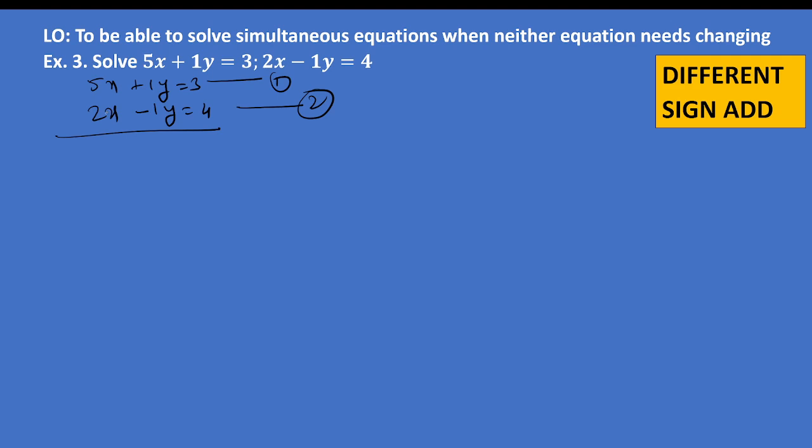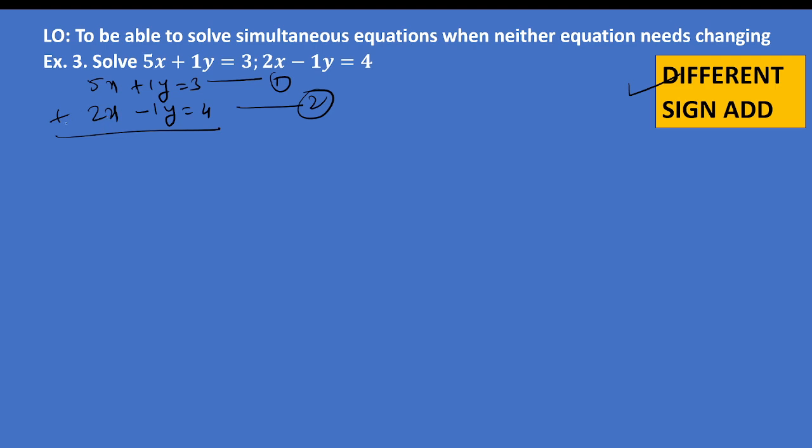Like two examples before, here also we are having the same y term with the same coefficient. However, the signs are different. So now since signs are different, what do we do? Just focus here, different signs we add. So we will put the addition sign. So in addition, our equation never gets changed. Our equation remains the same with all terms and all signs.